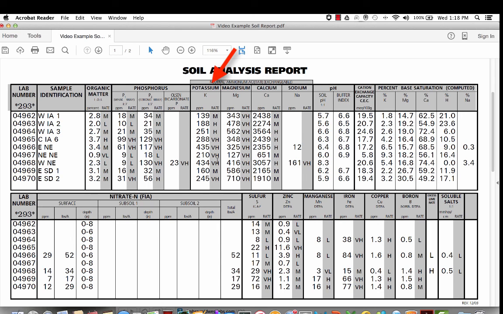As we look through these samples, the first couple here in western Iowa are both below that target of about 200 parts per million. This 139 parts per million, we'd want to build that some in addition to replacing crop removal. The 188 is not too bad. We'd probably want to at least make sure we replace crop removal in that soil. And again, these two are both right around 20 CEC.